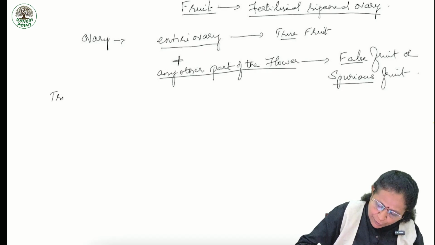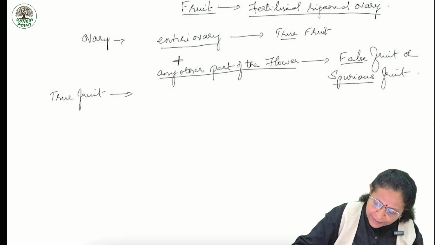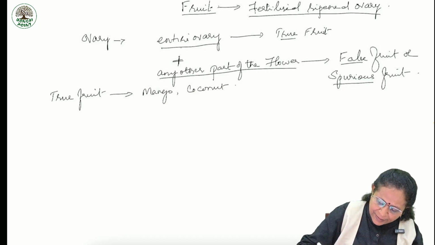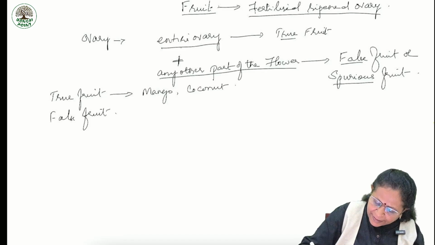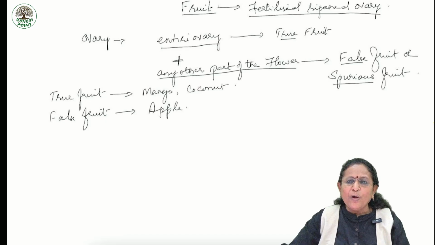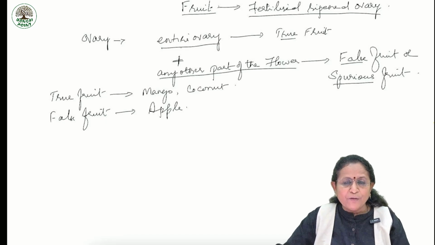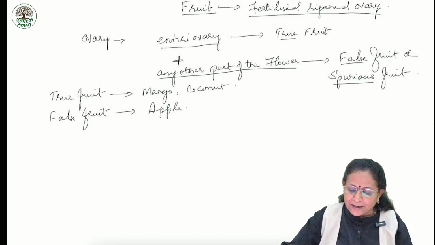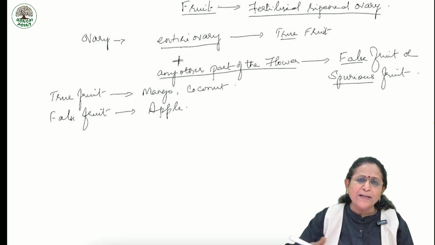Example for true fruit is mango and coconut as per our syllabus. Then again, false fruit example is apple. Okay. Let us see now why this is said to be true, false, what are the changes, etc. True, false I have told you. What are the changes we see?